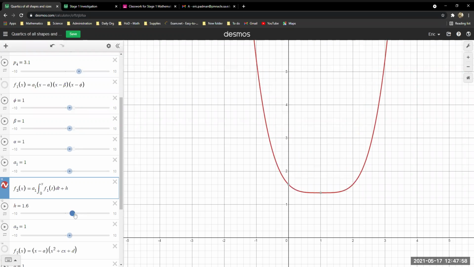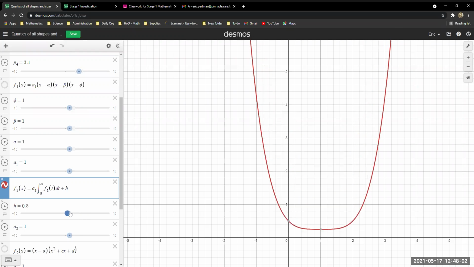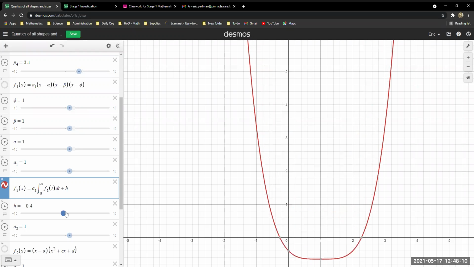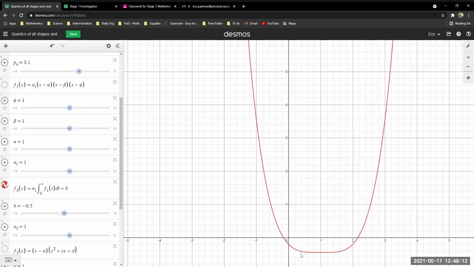Now I've got a little slider here that's actually going to affect the vertical displacement of this. So if I set it up like this, it has no roots. But if I put it up here, it has 2 roots and 1 irreducible quadratic factor. Either way, it has only 1 stationary point.